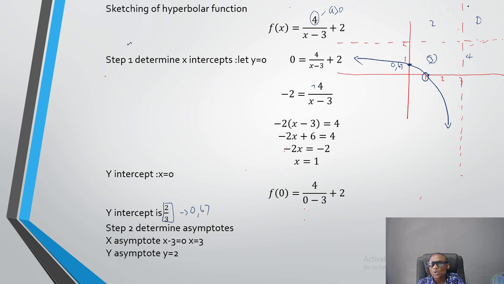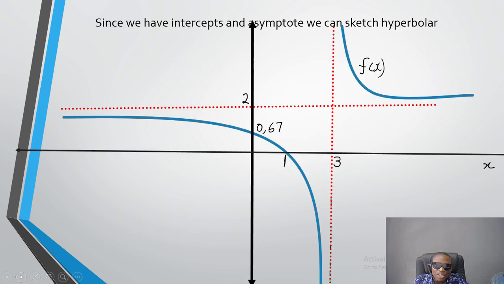Then the other one, you just go and put it in the first quadrant. You say f of x. Then you have sketched the graph. You see here, I've sketched it. The x-intercept is 1, so the graph is passing at 1. The y-intercept is 0,67. The graph is passing at 0,67. The asymptotes are shown, the vertical asymptote and the horizontal asymptote. This is the complete sketch of the hyperbola graph.